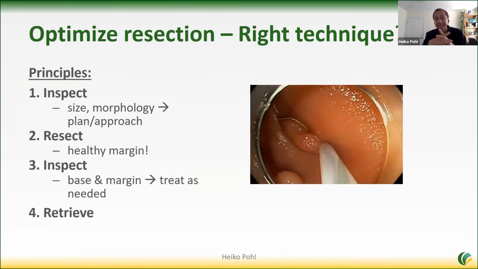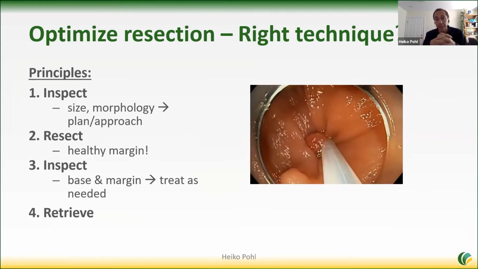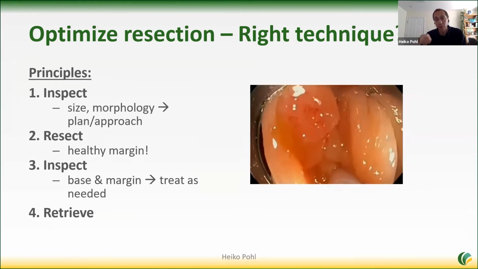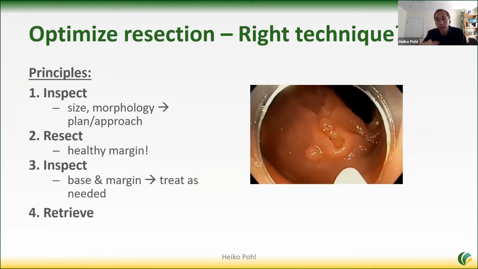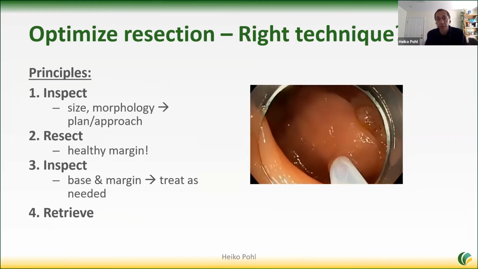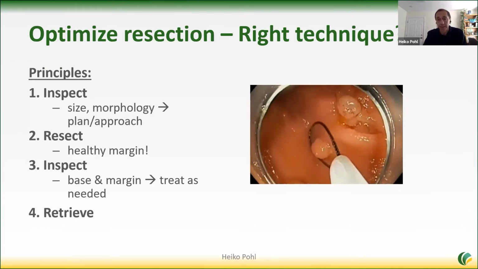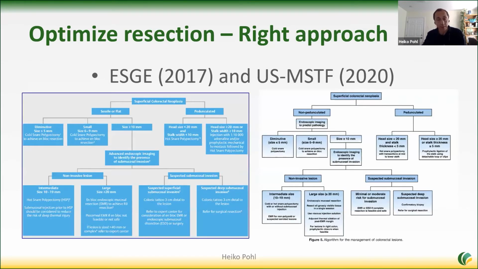Now on the right, you can see the skill, which is the second part of the technique. Like with cold snare resection, you push in gently into the wall to keep a healthy margin. So I'm going to move forward and not going to skip this one. So what does it mean to apply the right approach?